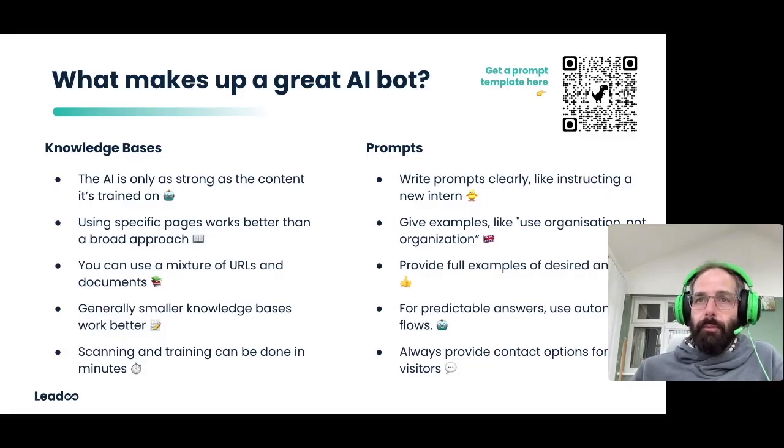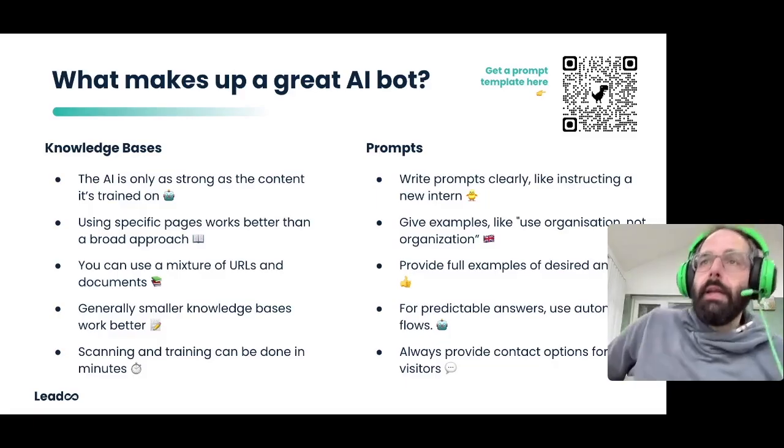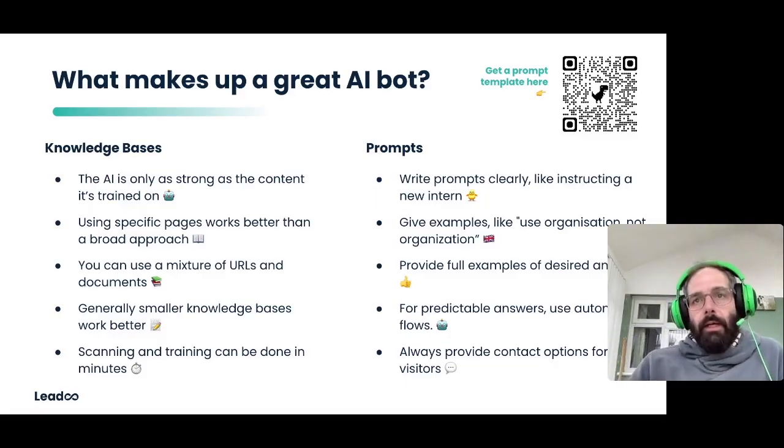And then in terms of the prompts, write prompts clearly, like you're instructing a new intern. Maybe think about it like a 4-year-old or an alien, or whatever you're more comfortable with. Basically, you can't dumb it down enough. You need to give it very specific instructions, what it can say, what it can't say. Give it clear examples. If asked about pricing, do this. Use organisation with an S, not a Z, those sorts of things. Be very, very, very specific.